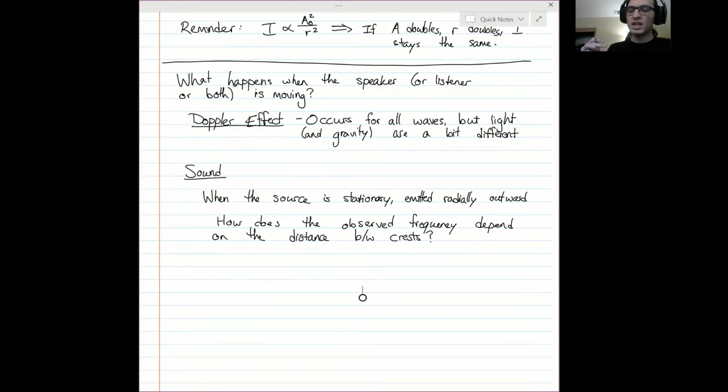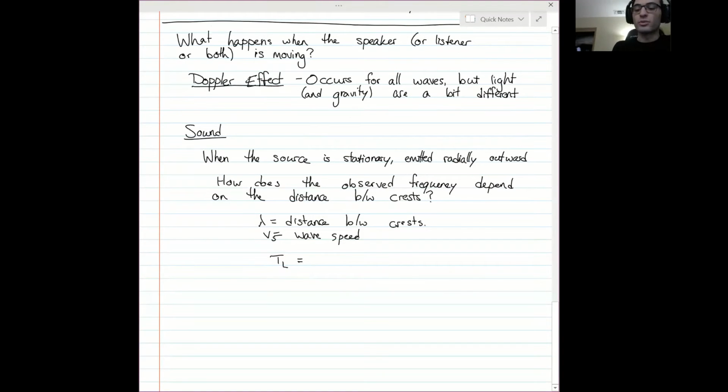So we already established how the observed frequency depends on the distance between the crests. Lambda is the distance between the crests. And v is the wave speed, called Vs. And so the period that the listener observes, i.e. the amount of time between crests that the listener observes, is just lambda divided by v. Easy peasy, right?